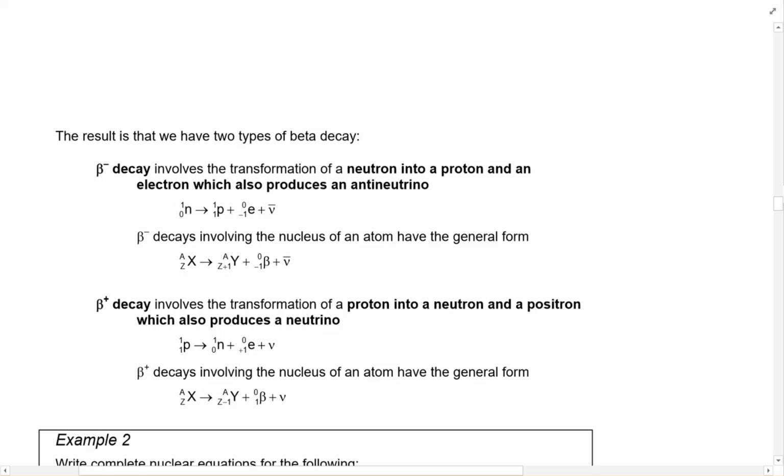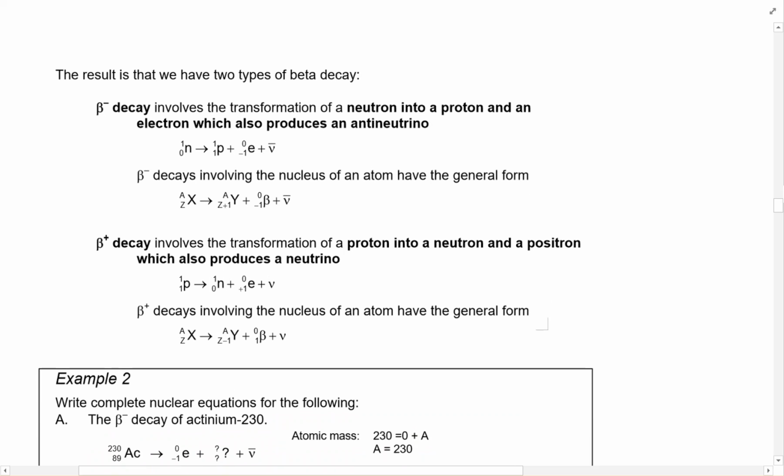All right, so we have to re-look at our beta decay, because there's actually going to be two types of beta decay. There's going to be something called beta minus decay and beta positive decay. Very important. This definitely comes up. This is like the whole point of everything we've done here.